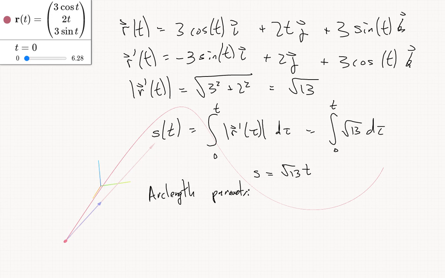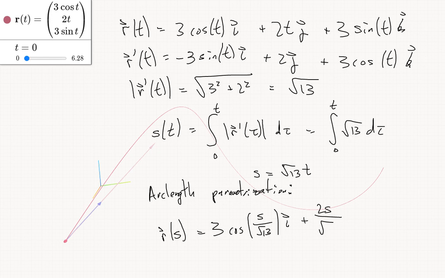It's very rare that we can do that, but in this case, since we solved for s, s is just a multiple of t, we get r of s is 3 cos of s over root 13 i plus 2s over root 13 j plus 3 sine of s over root 13 k.